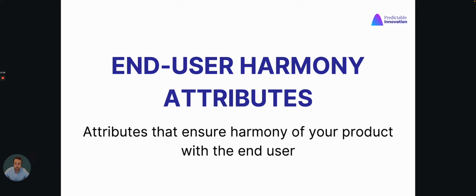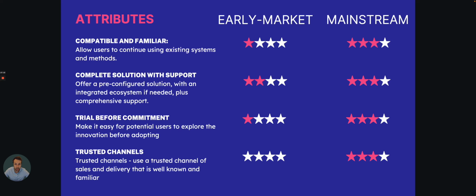End user harmony attributes, this is the first set, and those are attributes that you can add to your product offering and communicate, that ensure harmony of your product with the end user. That means reduce disruption when adopting the technology, right? You can see the difference between the early market and the mainstream. The stars mean how much they care, right? So mainstream cares 3 stars for everything. Well, actually, early majority cares 3 stars, because late majority, they are 2 in the mainstream, they care 4 stars about everything. On the other side, the early market or your early adopters and innovators care way less, right? And they don't care, for example, about trusted channels.